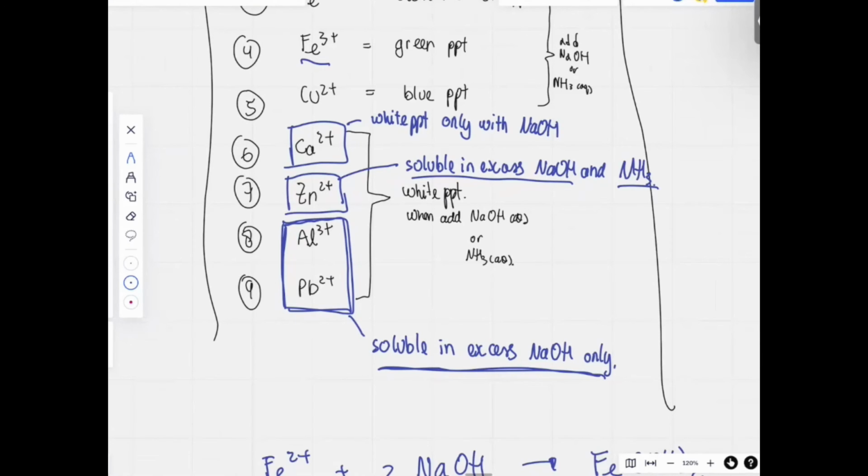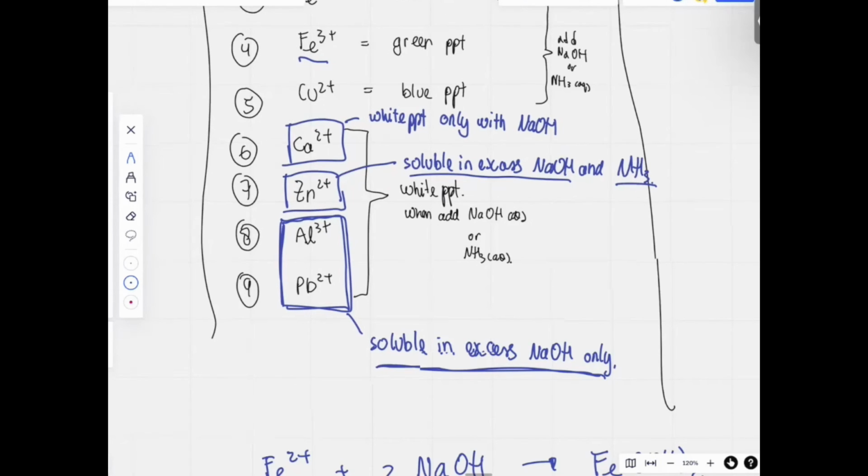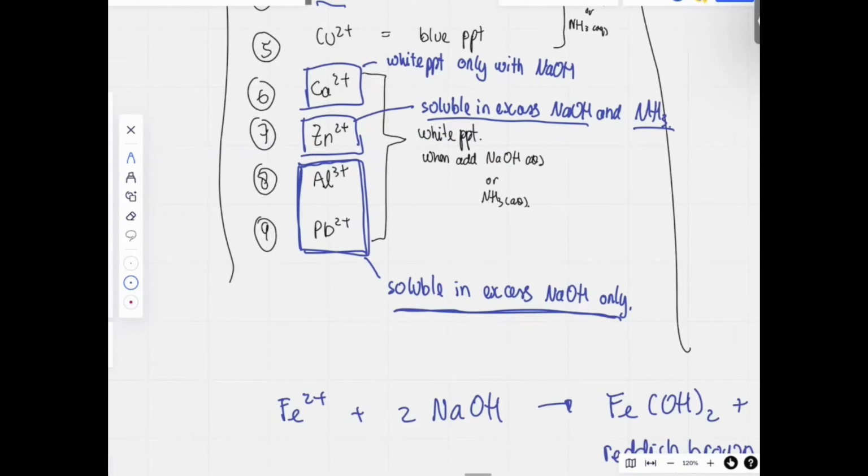But these two, Al3+ and Pb2+, are soluble in excess sodium hydroxide, but insoluble in excess ammonia, so you still see a white precipitate. This way, you can tell the zinc apart. But we still have a problem. You cannot tell the difference between Al3+ and Pb2+.